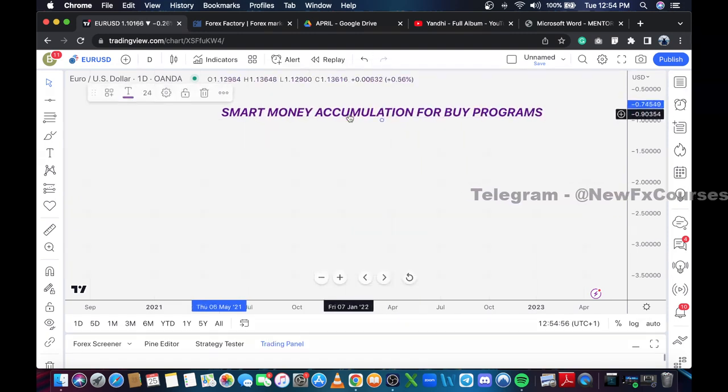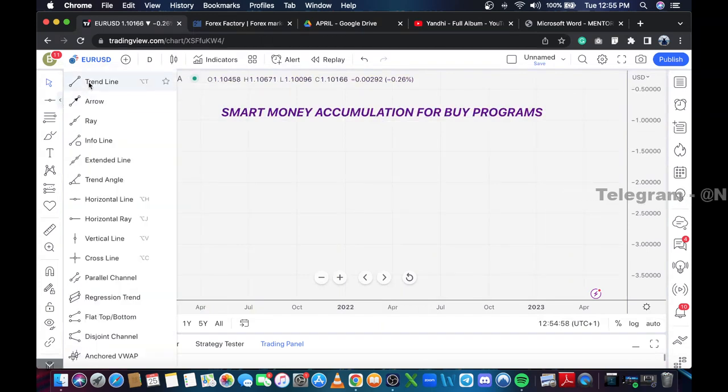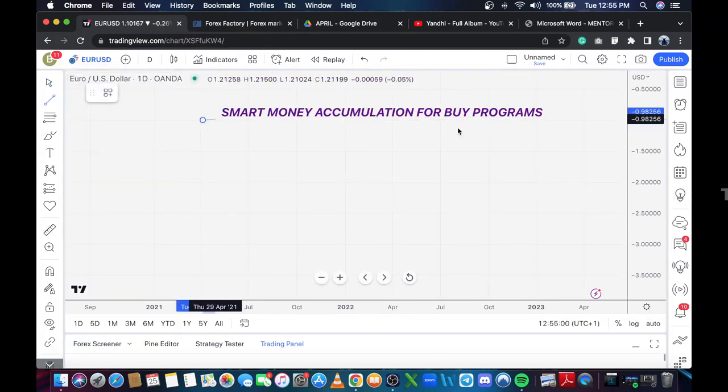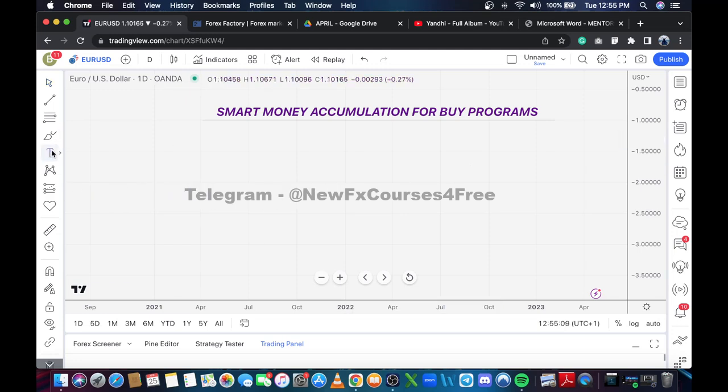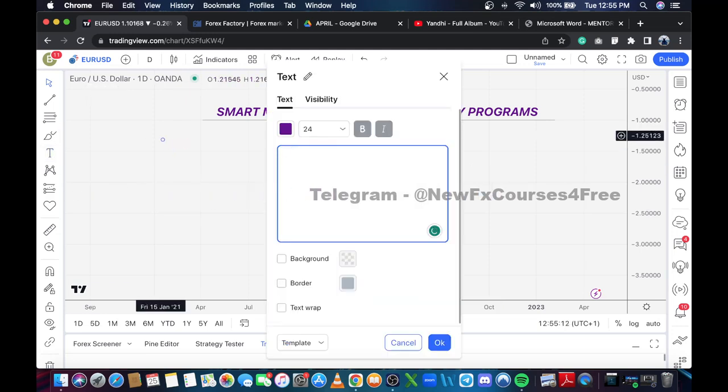Now, when it comes to identifying institutional accumulation, which is what we call professional accumulation, we want to identify manipulation in the underlying versus the benchmark. Okay, it's going to make sense shortly. So let's talk about manipulation in the underlying versus the benchmark.